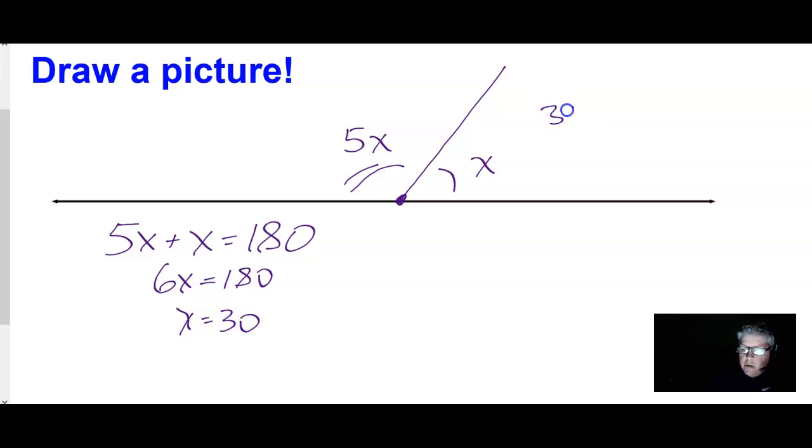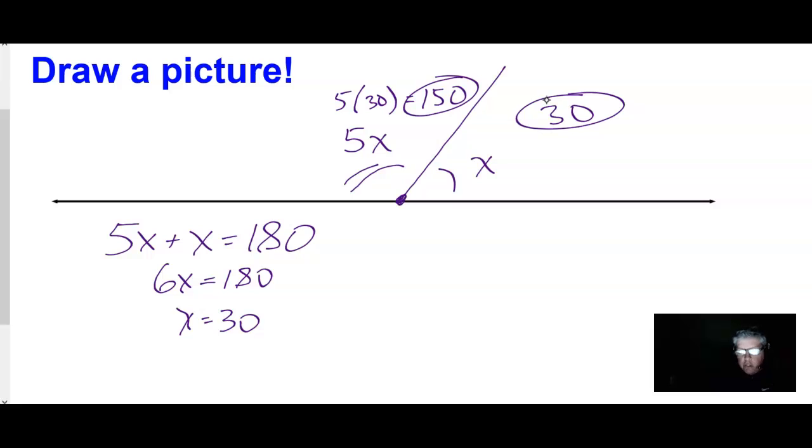So we know this is 30, and 5 times 30 is equal to 150. So those are the two angles. They certainly do add up to 180, so they're supplementary, and one is 5 times the other. Perfect.